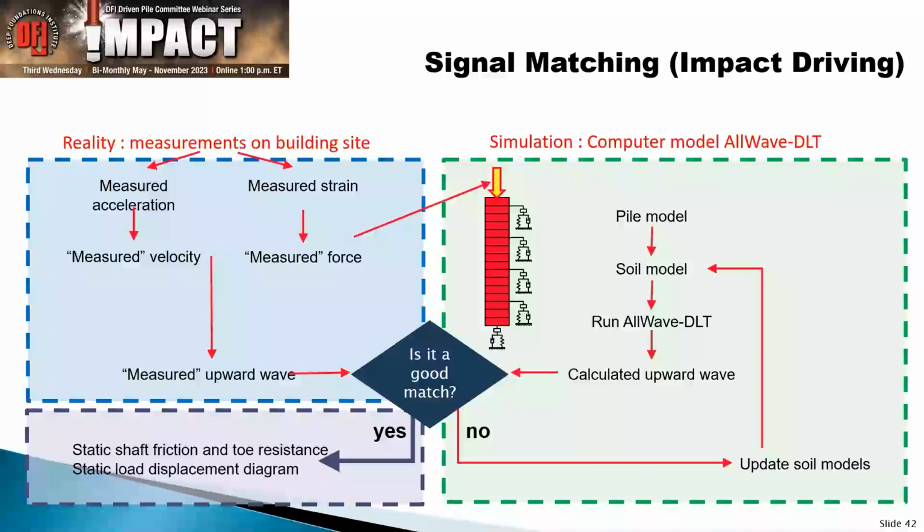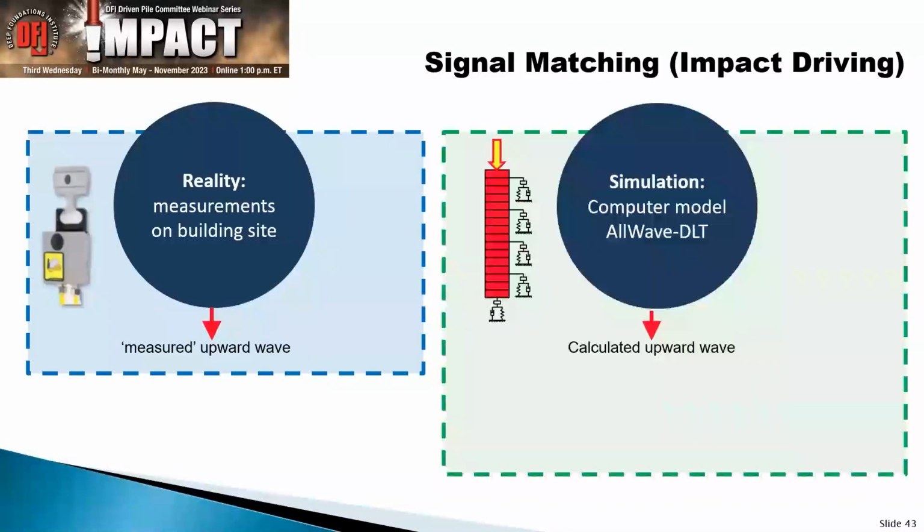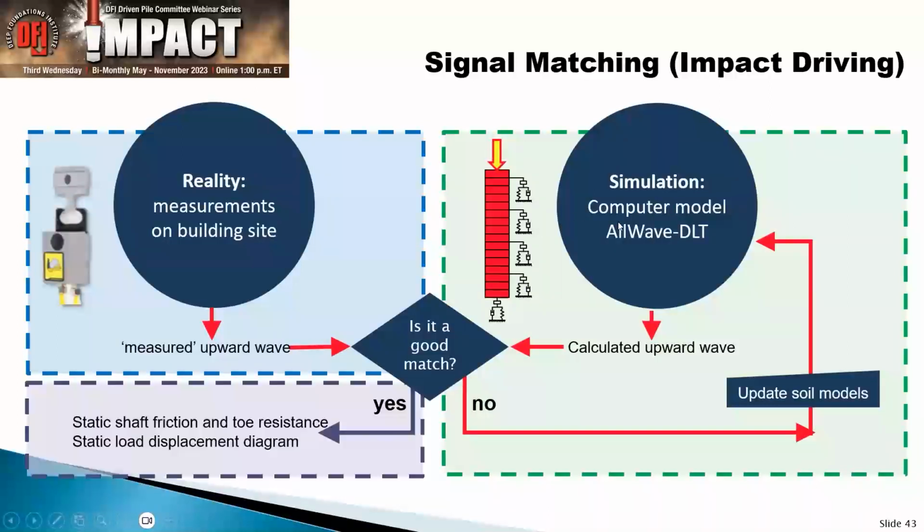If, on the other hand, your match is not that good, then you update your soil model, and you do the same thing again. You run your software again, until you get a good match. Nothing different, and this is where you see the same thing again. Only the measurements are done with your sensors, your simulation is done with your computer program, and there you go.